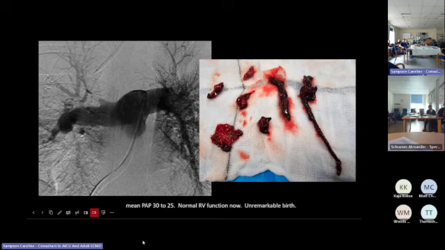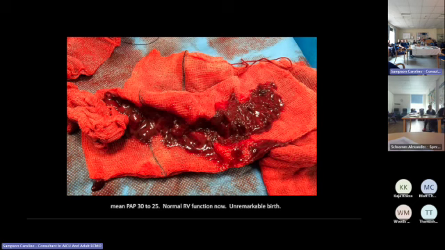And so her mean pulmonary artery pressure went from 30 to 25. She now has normal RV function on her most recent echo, and she's ambulant and she's delivered her baby normally, and she's completely symptom free. That was some more clot. Sorry, there's a lot of clot pictures. This is the stuff that we try to post on Twitter. Everyone gets excited. Yeah, so she's completely symptom-free, which is good.